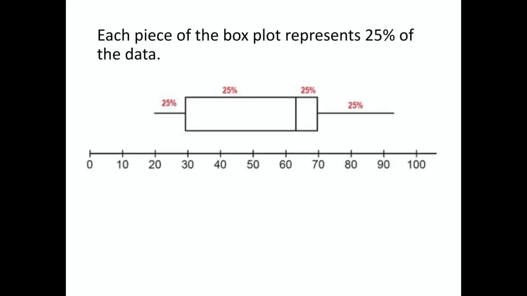Now remember, we split these up evenly. Think about our paper folding with John Lee. We split these up evenly, and even though your box plot doesn't always look like it's even, each piece of that is 25% of the data that you have.